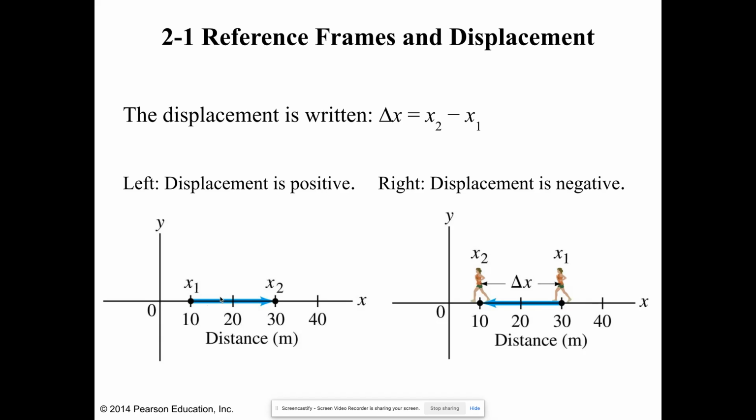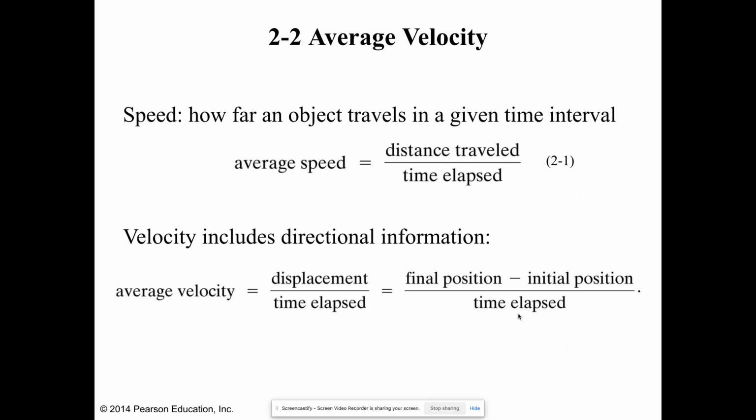And then I walk for a little bit, and I stop here. That's my second x position. Now, if I wanted to figure out how far I went, I'm going to take the second x position and subtract the first from it. So 30 minus 10 equals 20. And it's just coincidence that that's the way it works. So then speed, how far an object travels in a given time, is something that we can measure.